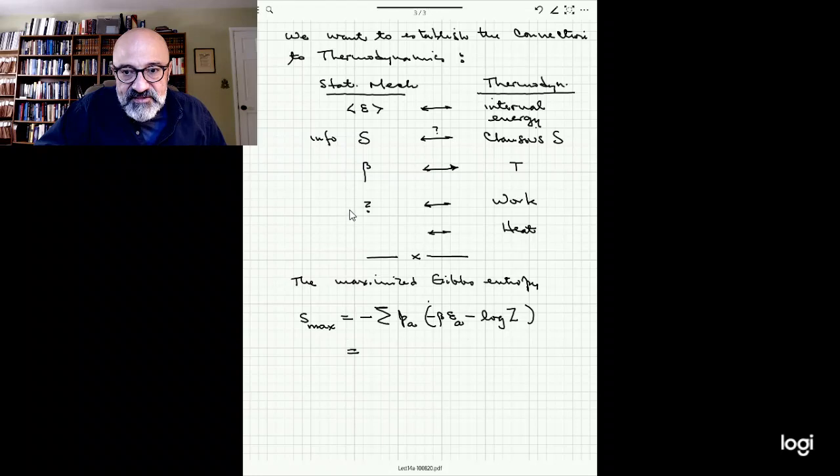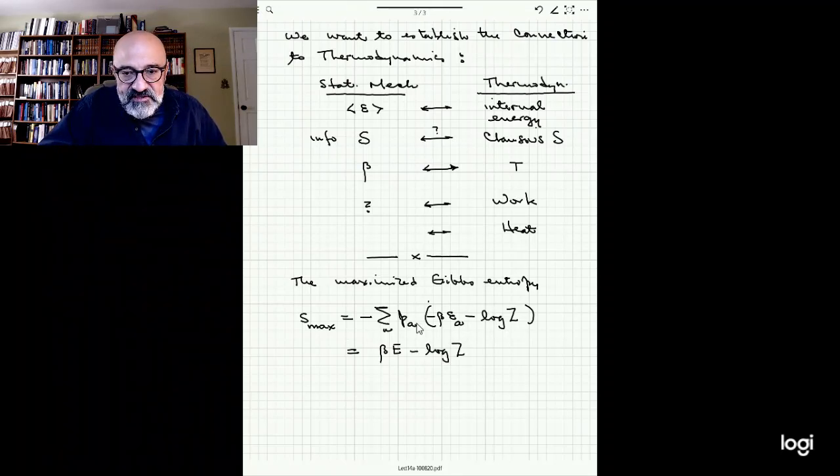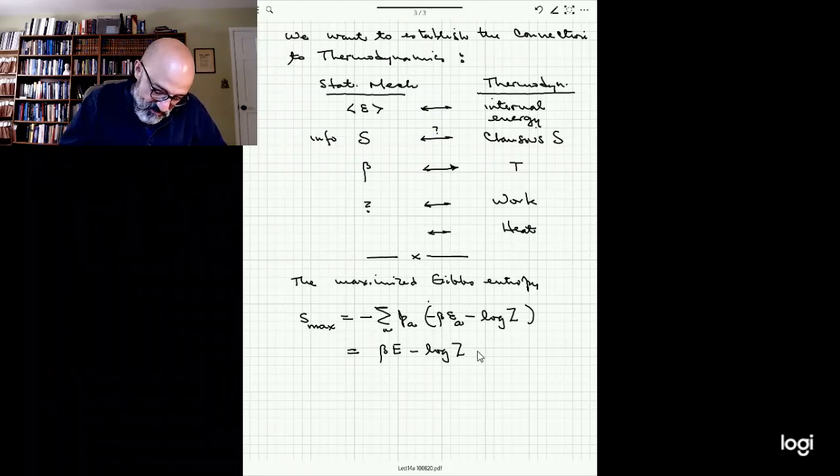Here we have, so the minuses all cancel out, and here we have beta, and we have the sum of P_A E_A. So this is going to be the expected value of the energy minus log Z, which is a constant, and then we have the sum of the p's, and that's a 1. So the maximized information entropy is something like that.